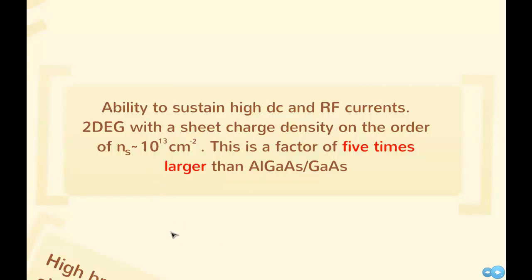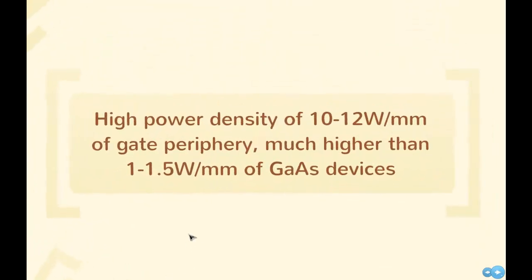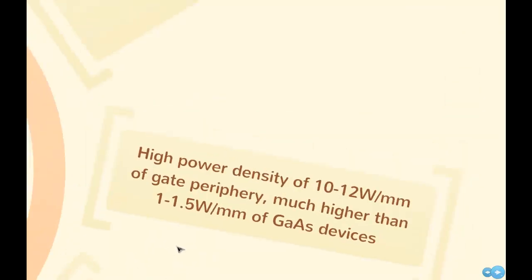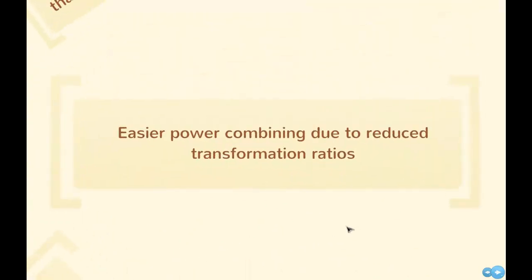This is a factor of 5 times larger than transistors built on aluminium gallium arsenide, gallium arsenide. You can achieve very high power densities with gallium nitride, 10 to 12 watts per millimeter of gate periphery, which is much higher than gallium arsenide, which can only achieve 1 to 1.5 watts per millimeter, because you can apply a much larger voltage at the output of the device. Impedance being voltage divided by current, you end up with a much higher output impedance, and hence power combining becomes much easier because the transformation ratios are lower.